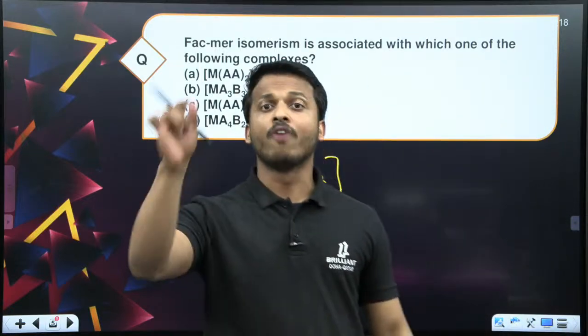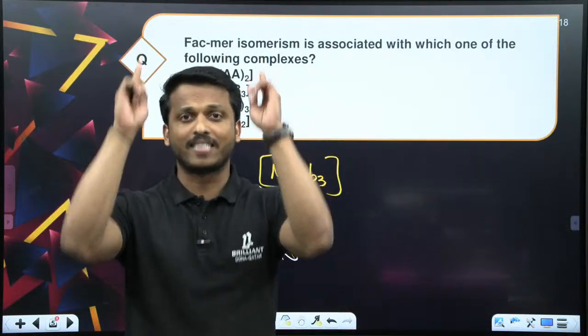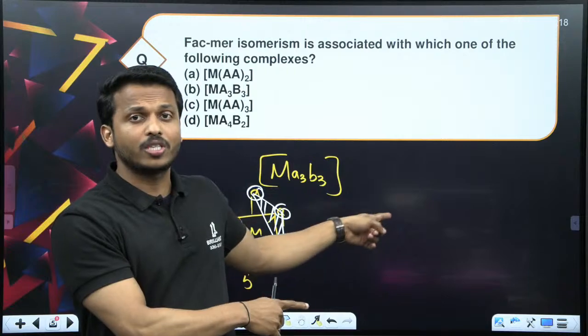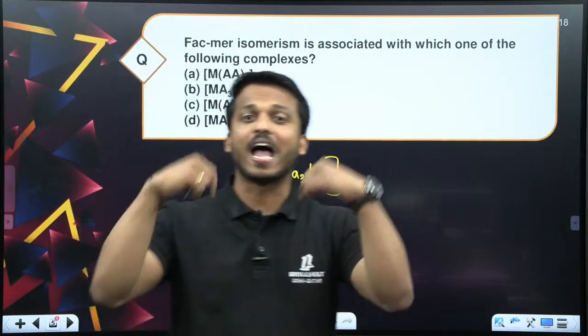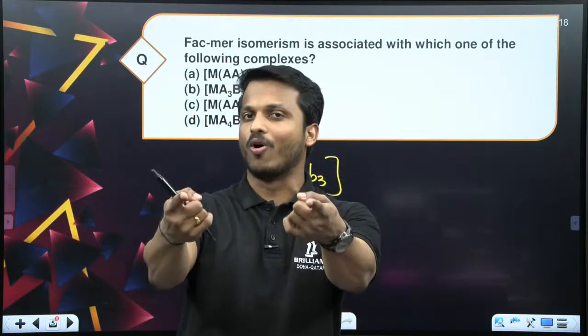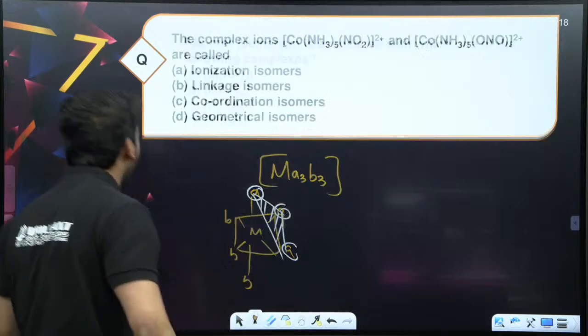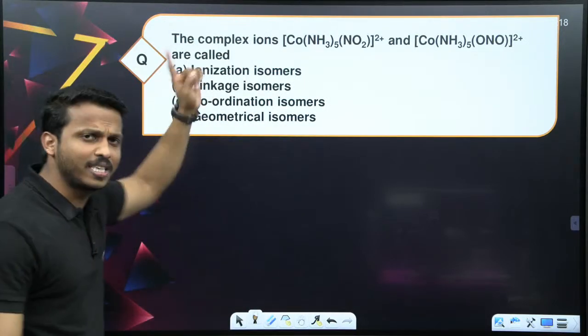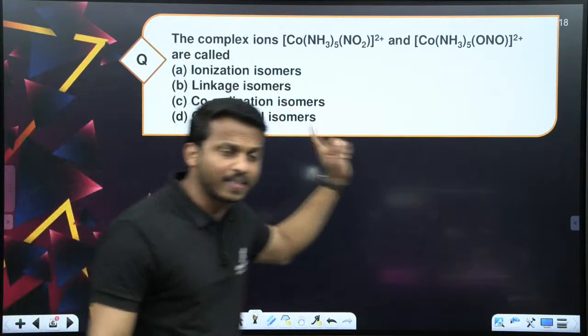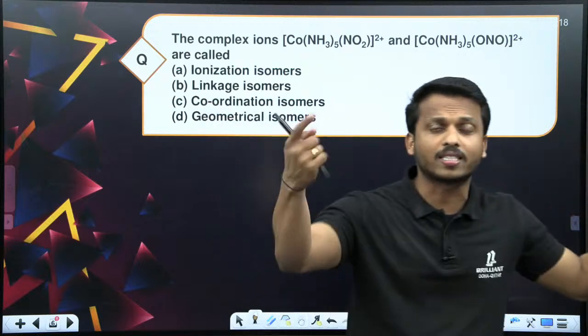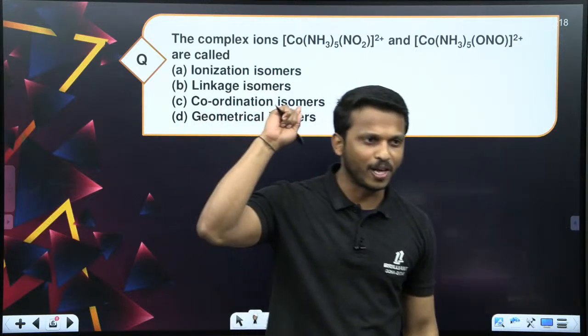MA3B3 type shows FAC and MER isomer. Same type of question, same concept, I will show you in another pattern, in another mode in the upcoming questions. Here is a simple question for your exam. These are the type of question they are frequently asking in MCQ area. Tell me, dear all, what is the answer?